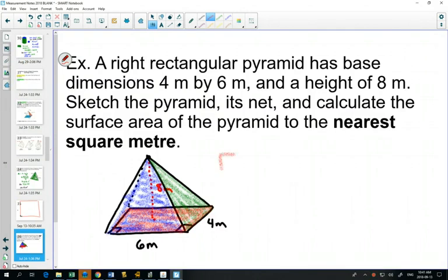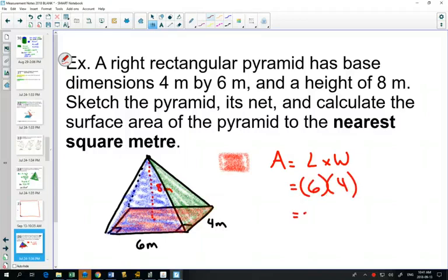So let's start with the red, the rectangle, because that is easiest. That area is length times width. So we're going to get 6 times 4, which will be 24.